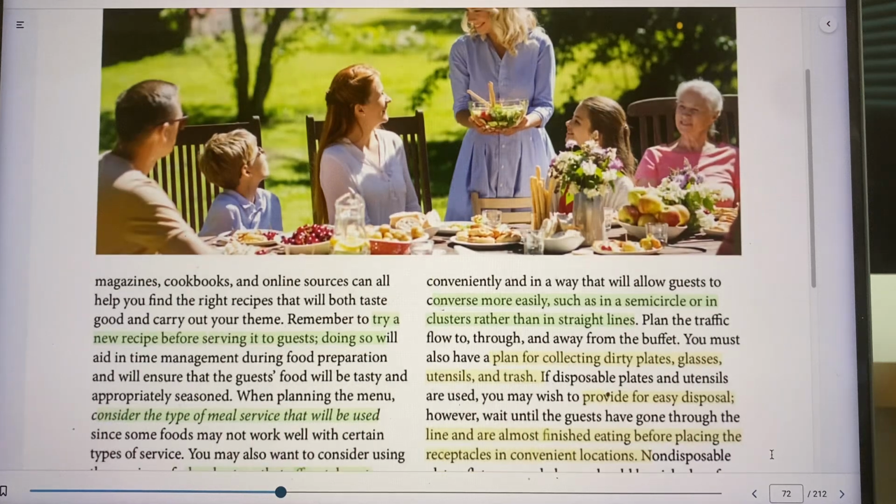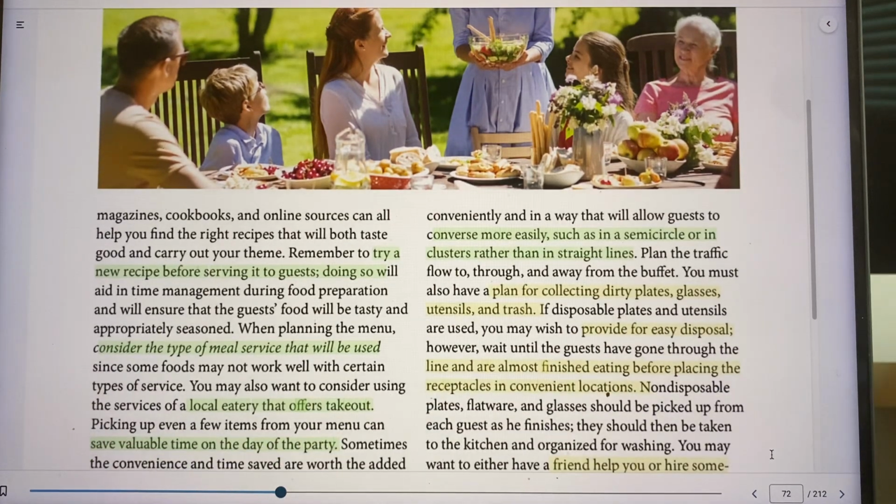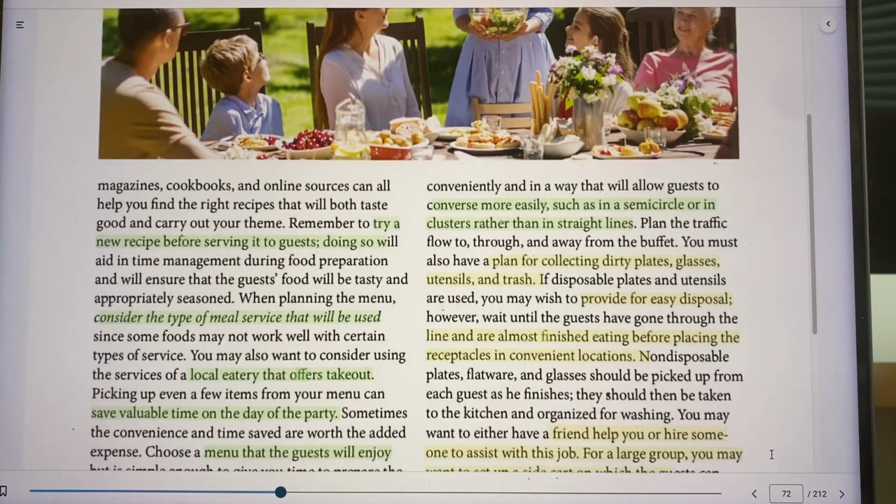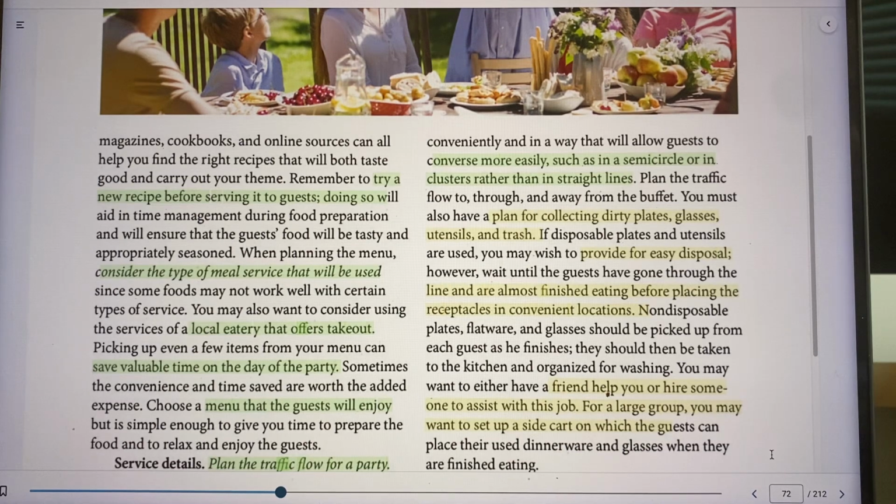So when planning the menu, consider the type of meal service. Again, is it going to be buffet? Are you going to serve them? Are we going to have a family style? We're going to pass the meals, or how are we going to do this? So it says here, you also may consider taking some takeouts.